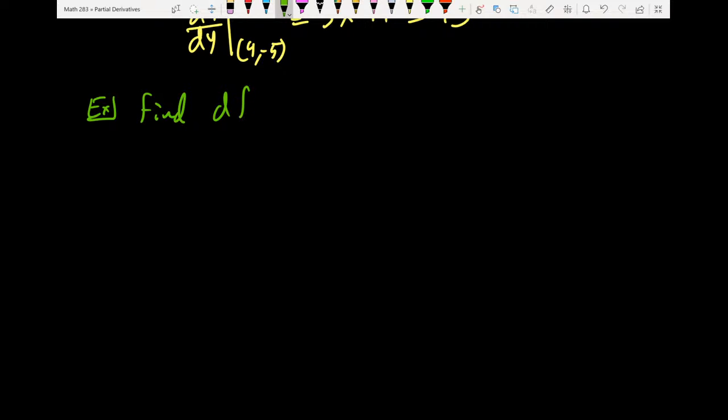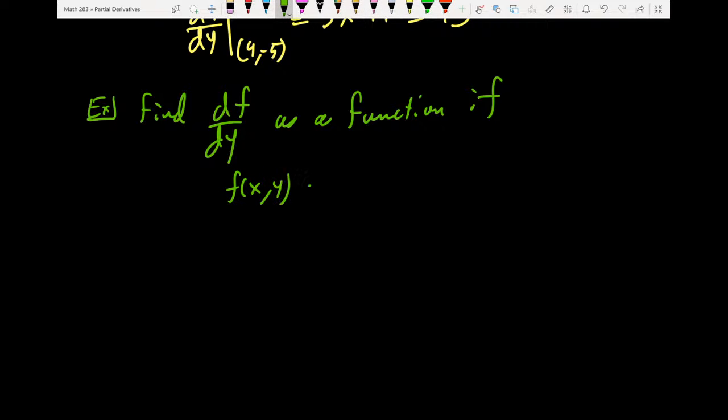Find df dy as a function if f of x, y equals... what is it, guys? What's the answer? Is it a hard one, guys? It has a product rule, then you have a chain rule.